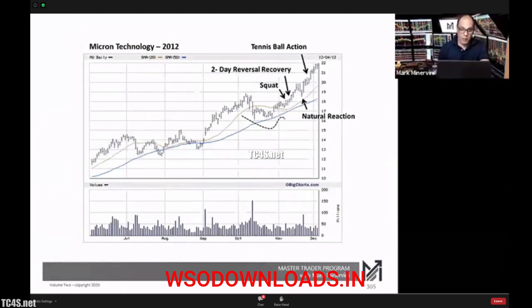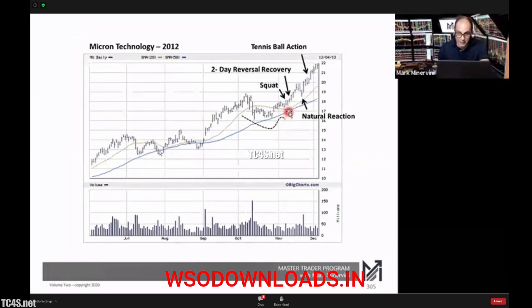So here's another one, another 2-day reversal recovery, Micron. Again, coming out of this little pivot right here, little cheat area. See, it tries to come out. I know it's pretty small here, but you can see right here, and then it closes almost at the low of the day. So it looked a little bit negative for that day.